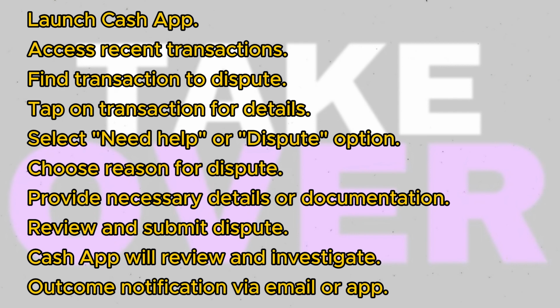Once you've provided all the required details, review your dispute summary to ensure accuracy. If everything looks good, submit the dispute. Cash App will then review your claim and investigate the transaction. This process may take some time, so please be patient. You'll receive notification of the outcome via email or within the app.